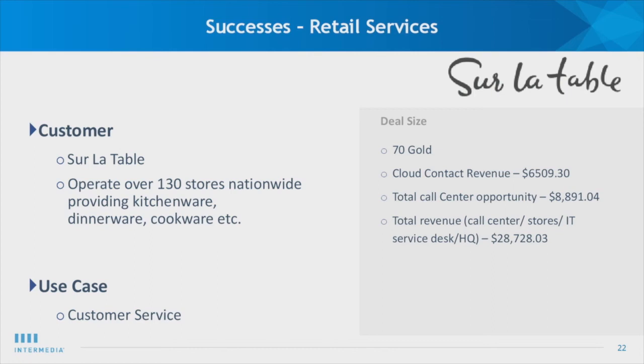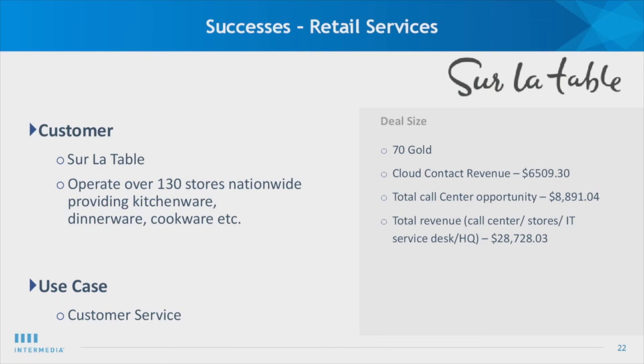So the use case here is they needed a better way to tie in not just calls to the local stores, but calls to the local stores that also made it to customer service and vice versa. They were just looking for a unifying solution. Obviously, we were able to bring in an IVR over the top. It ended up being just 70 gold seats, which works out to about $6,500 a month.